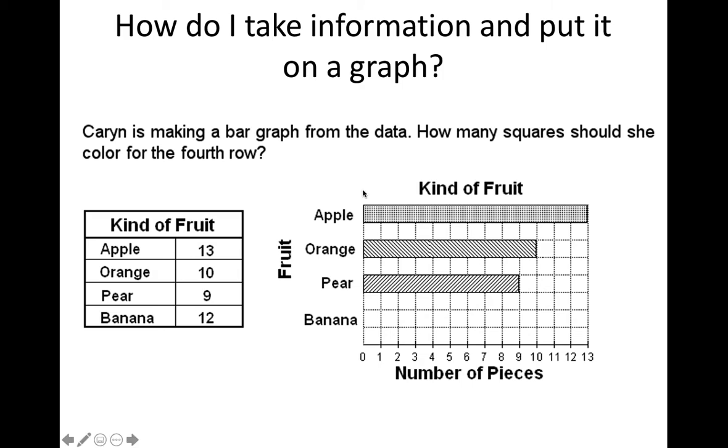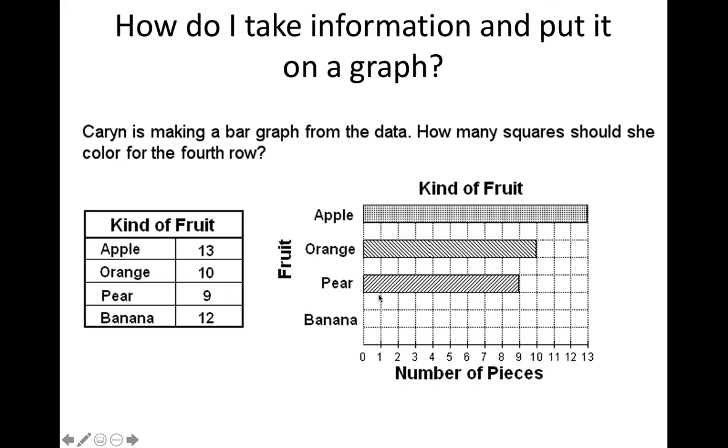So apple, we're graphing apple. 1, 2, 3, 4, 5, 6, 7, 8, 9, 10, 11, 12, 13. Our line ends here. If we go straight down, we're at 13. Oranges are 10. So we have 1, 2, 3, 4, 5, 6, 7, 8, 9, 10. Our line or our bar ends right here. If we go straight down, it's right at 10.